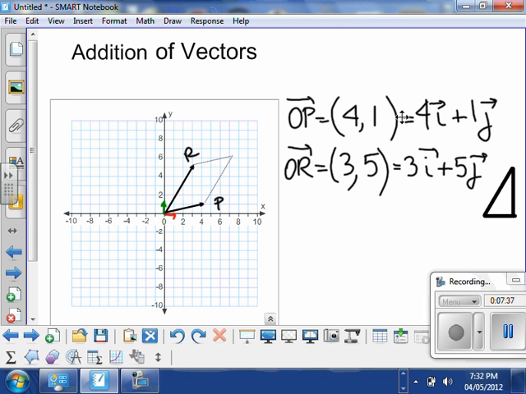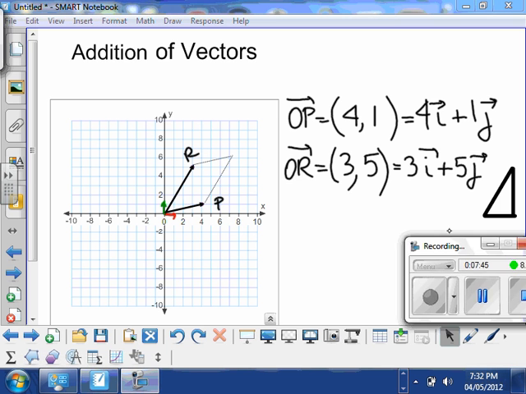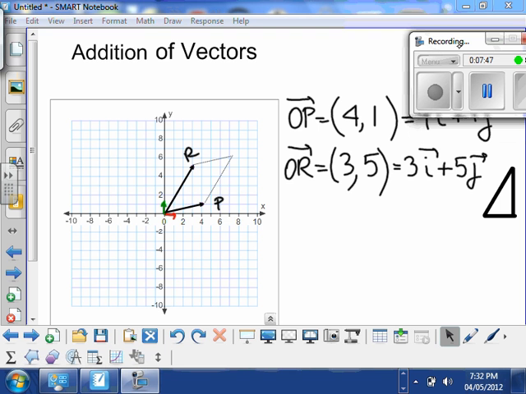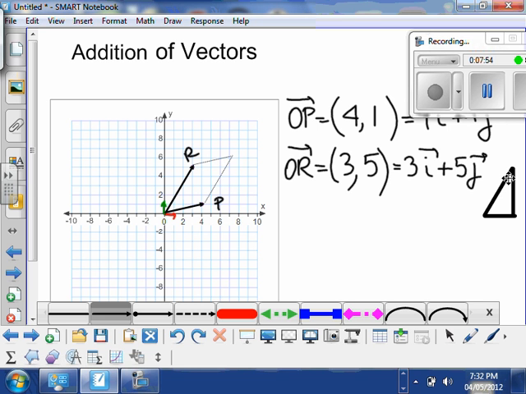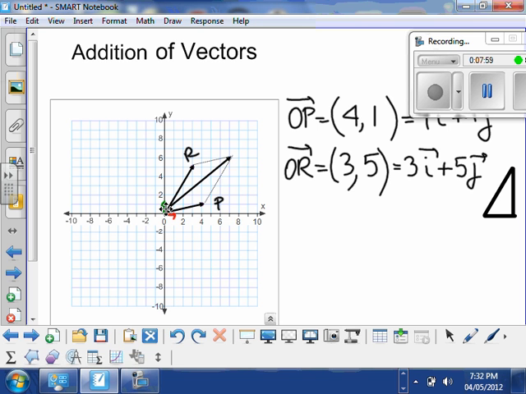So now, how do I add them? I wanted to notice, I started for you the parallelogram that I need to create. If you like the triangle rule, nothing stops you from using the triangle rule. I just drew for you the resultant of the addition of OP and OR. Now let's take a look at the coordinates of OS.